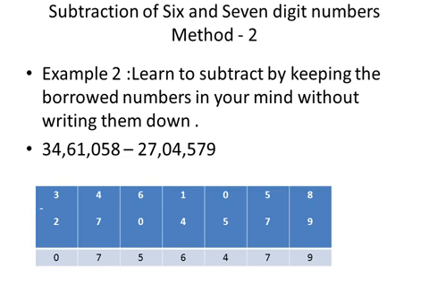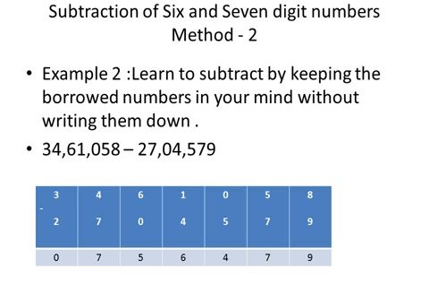34,64,058 and 27,04,579. You arrange the numbers as it is and then you solve the sum. You solve the sums from ones place. Now here is the 8 minus 9. We cannot subtract 9 from 8.